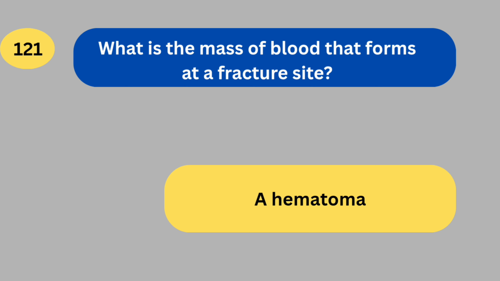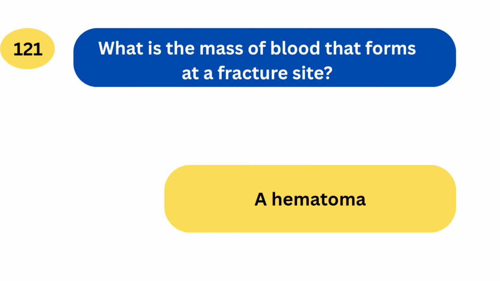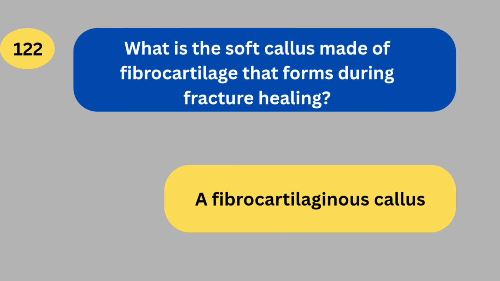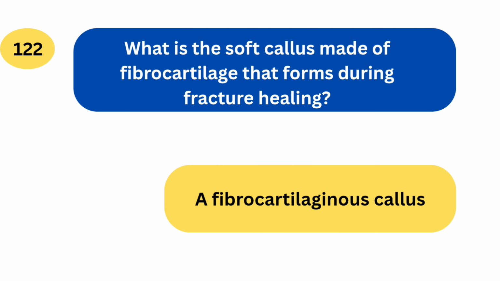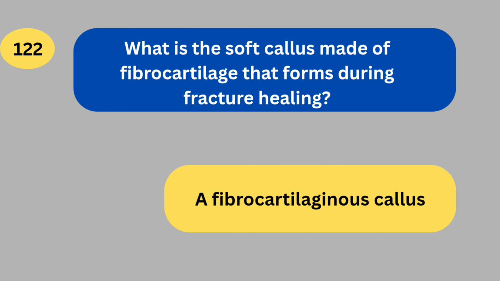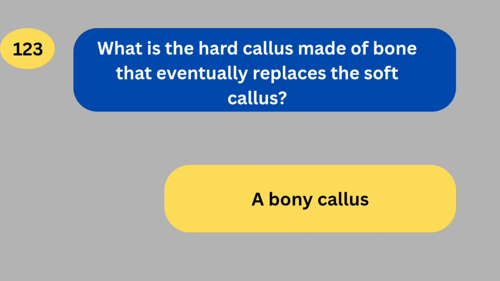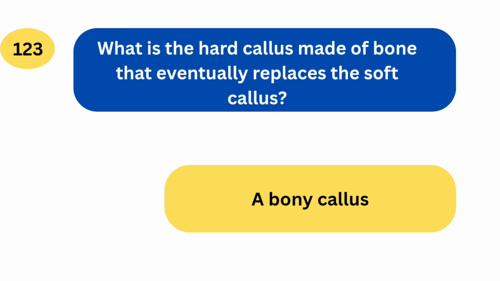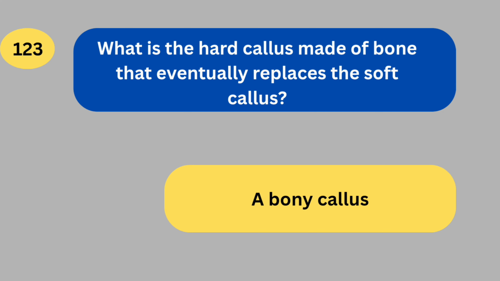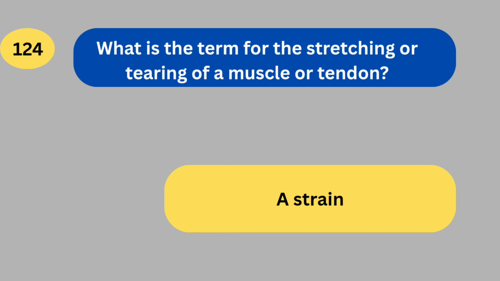Next question. What is the mass of blood that forms at a fracture site? Answer: a hematoma. Next question. What is the soft callus made of fibrocartilage that forms during fracture healing? Answer: a fibrocartilaginous callus. Next question. What is the hard callus made of bone that eventually replaces the soft callus? Answer: a bony callus. Next question.